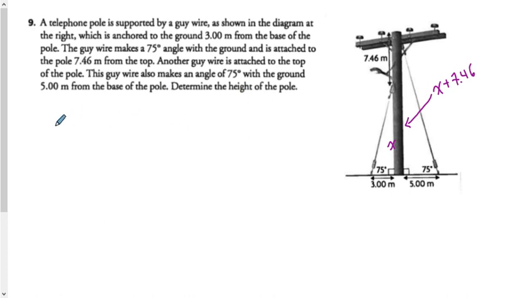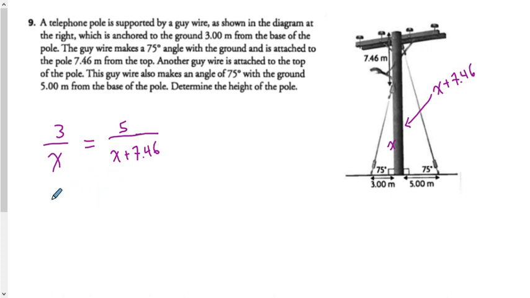So when we set up our similarity statement, let's write the small triangle first. I'm going to say 3 to x, comparing the two sides of the smaller triangle. Now let's compare that to the two sides of the bigger triangle. It's going to be 5 to x plus 7.46. So now we've set up our similarity statement, and we only have one unknown. It's x. It does appear in two places, but we can still figure it out from here.